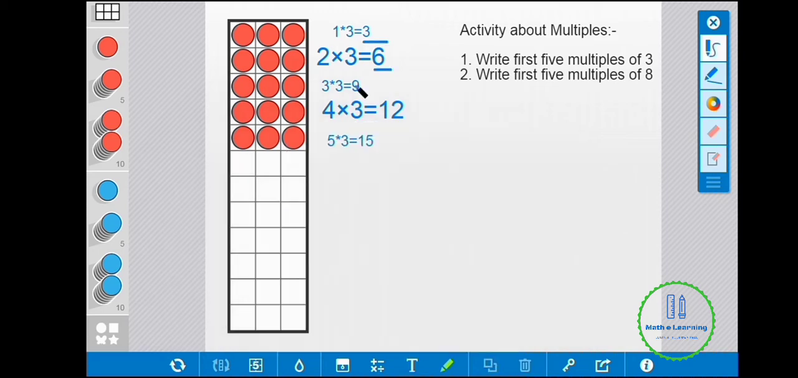Then we fill the next line. Line means row. So here we fill it with counters. Now count how many lines are filled. Yes, 6. And how many columns are there? Yes, the vertical line is column. Yes, so we will do the multiplication. 6 multiplied by 3 is equal to 18. You can continue with your activity. You can fill the next and next rows.